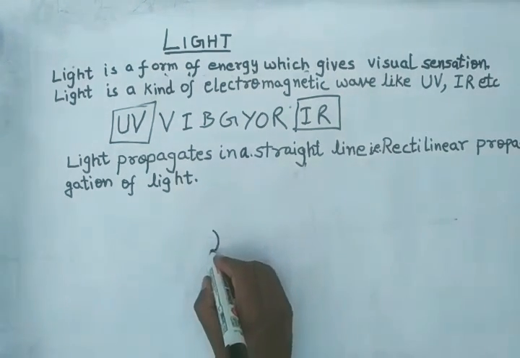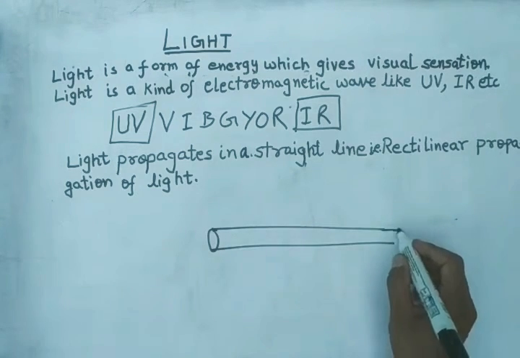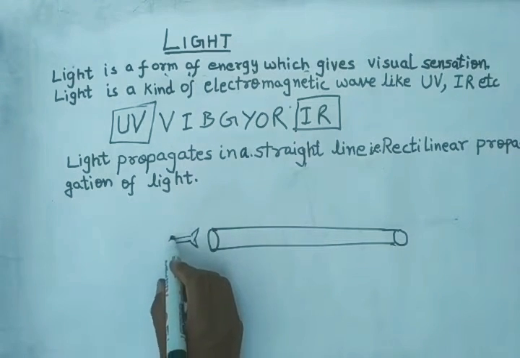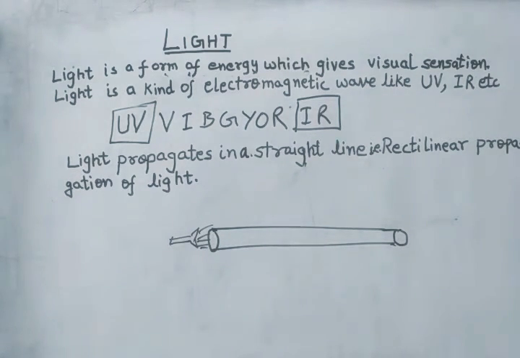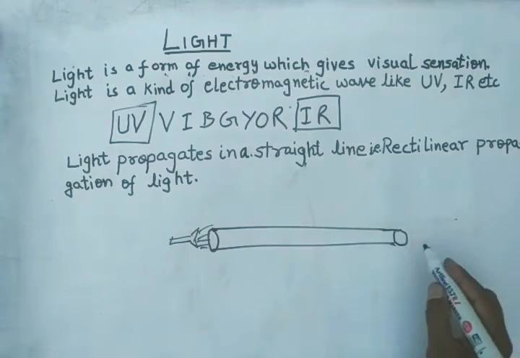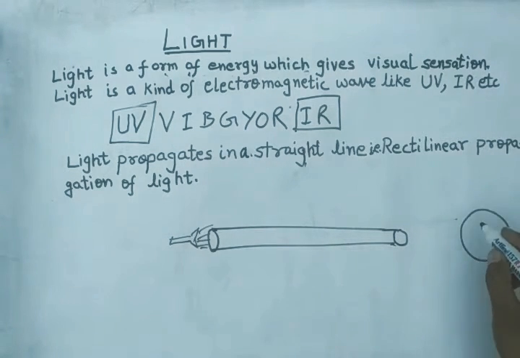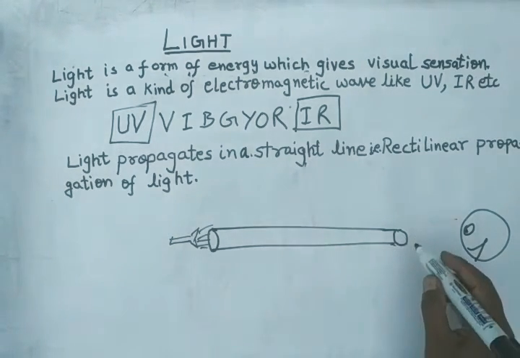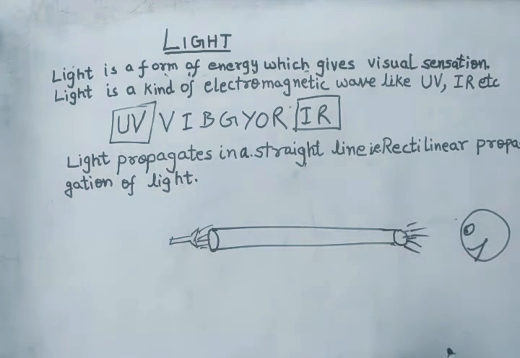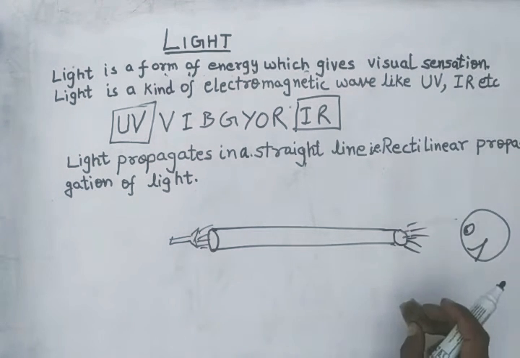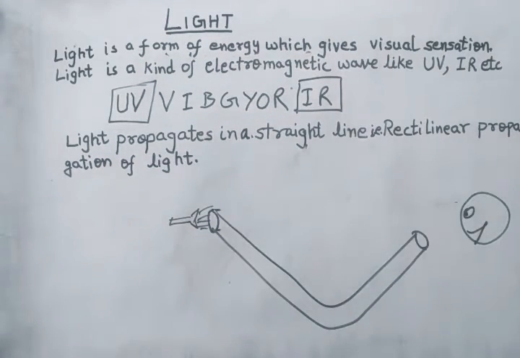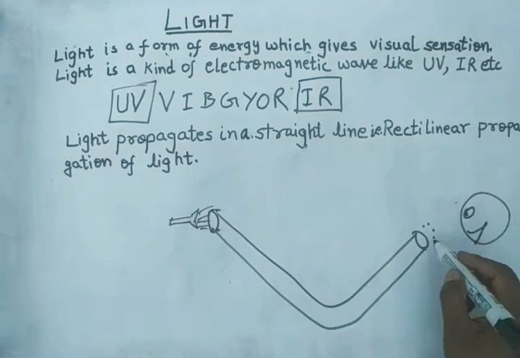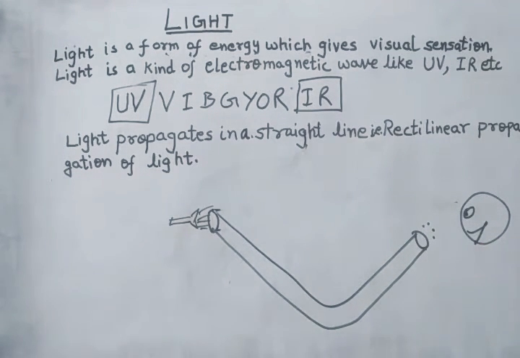In another activity, you can take a pipe. A rubber pipe will be convenient, and from here you can glow a less bright torch, and from here you can observe. Don't look directly at the light, just observe from here. So you will be able to see the light coming out, a glow from this end. But if you bend this pipe, then you will not be able to see light coming out from this end. It is because light travels in a straight line.